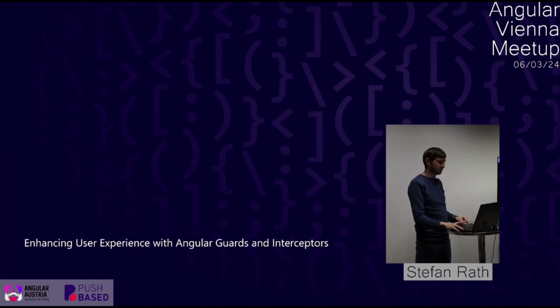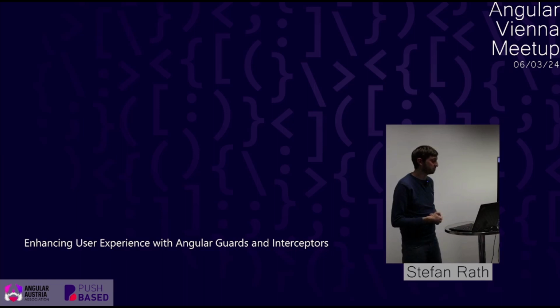Today's topic is examples how to improve UX in your Angular app. We will have a few definitions about guards and interceptors, and as I said before, there are many ways how to implement things, and I will show a few examples. And please try out at home. So if you say, okay, I implemented this in a completely other way, just try it out, give me feedback, and yeah, let's start.